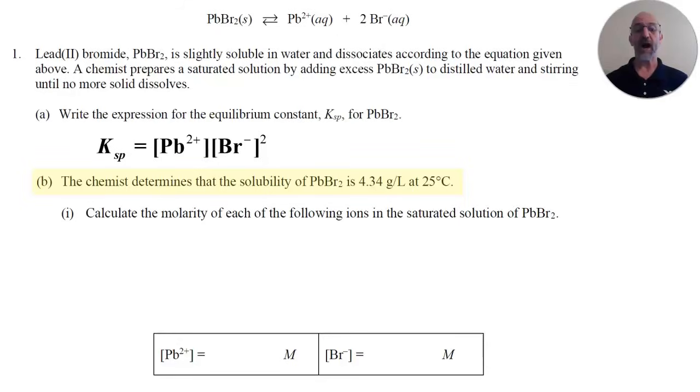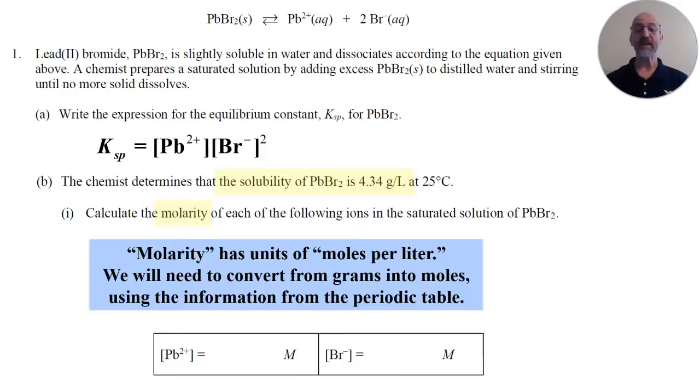So in part I of part B, we have to calculate the molarity of each of the following ions in the saturated solution of lead bromide. That would be the concentration of the lead ion and the concentration of the bromide ion in units of moles per liter. Since we want molarity in part B I, but we are given the solubility in units of grams per liter, we will need to convert from grams to moles using the information from the periodic table.